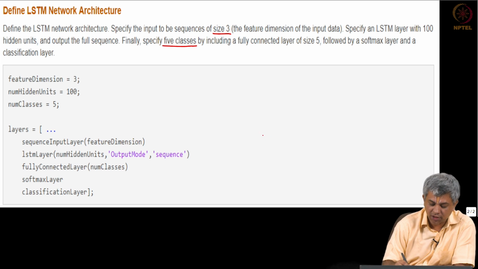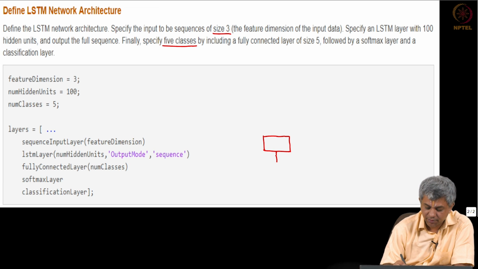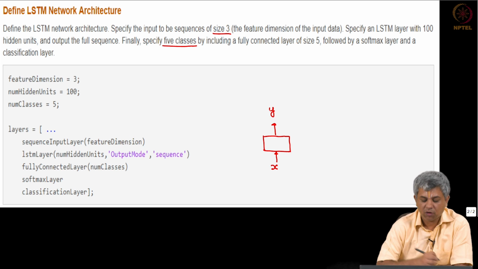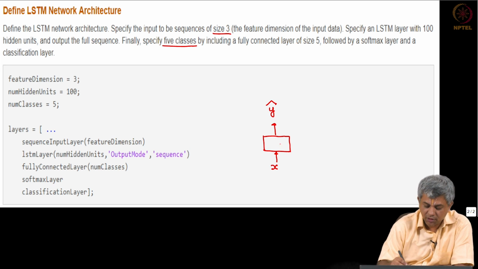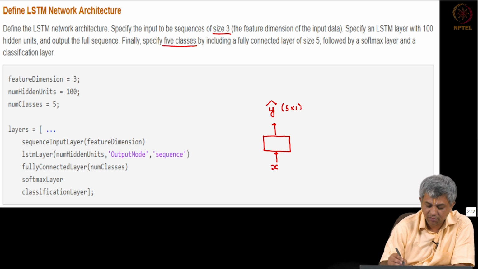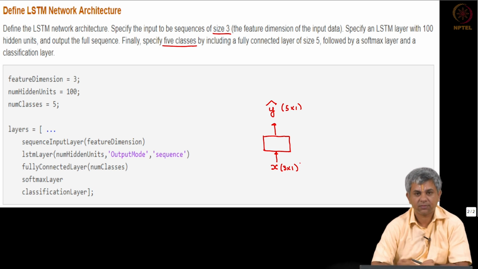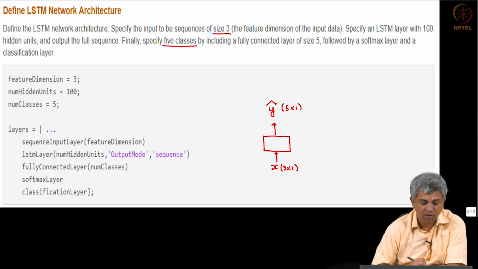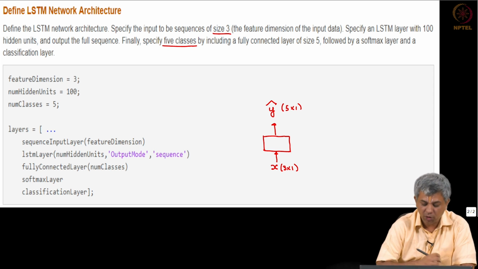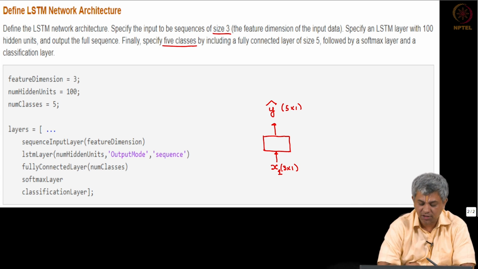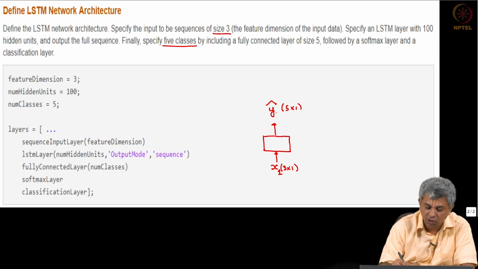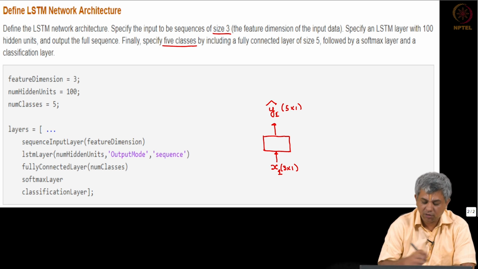Suppose I draw that in a figure, just a single point. If I write x, what comes out is y or y hat. This is supposed to have size 5, and this was supposed to have size 3. Now, why did I write 3 cross 1 and not 3 cross 64,000 or something? Because this is only the first time instant. Remember this is a sequence to sequence classification task. I take the first time instant and somehow I am supposed to predict what y1 hat is.